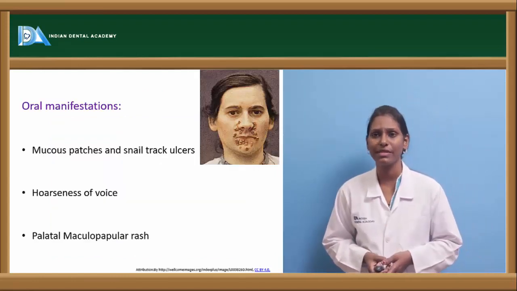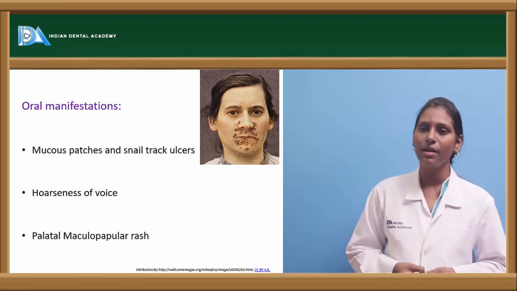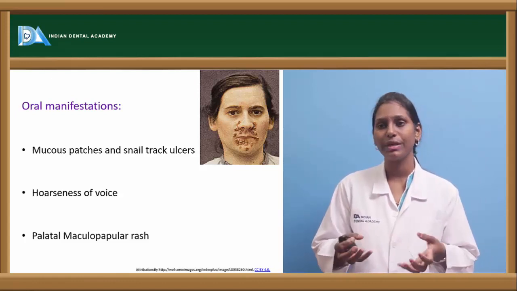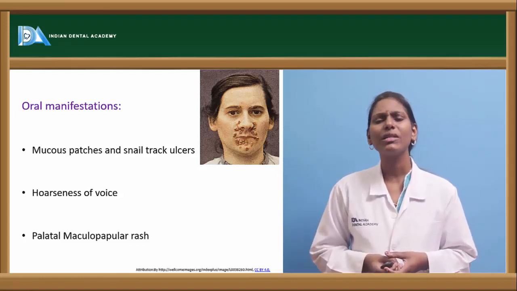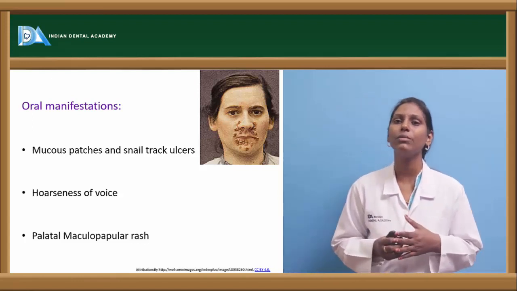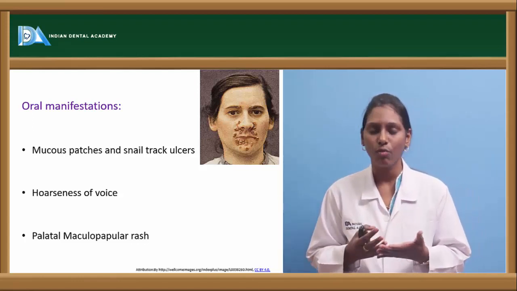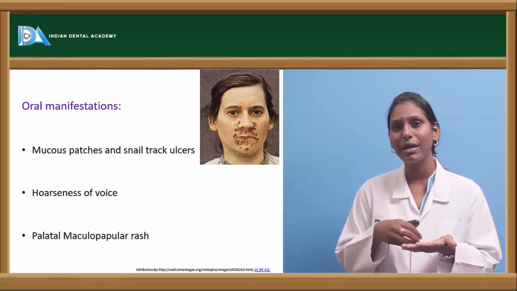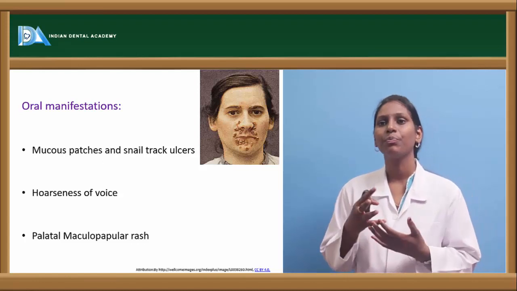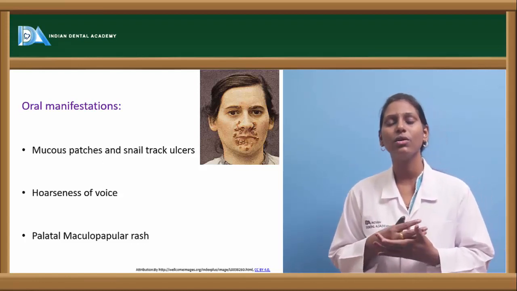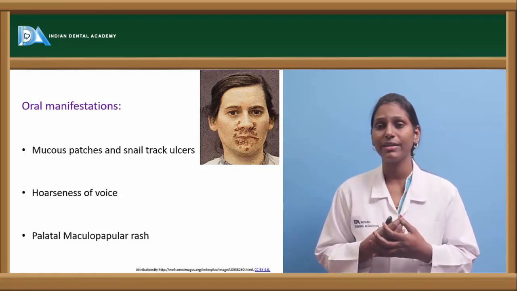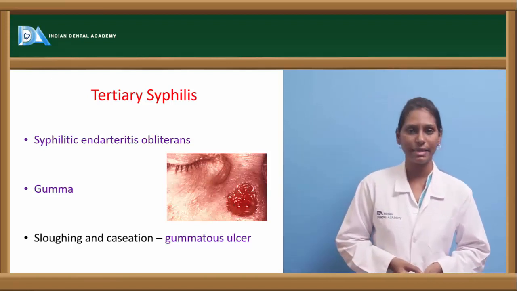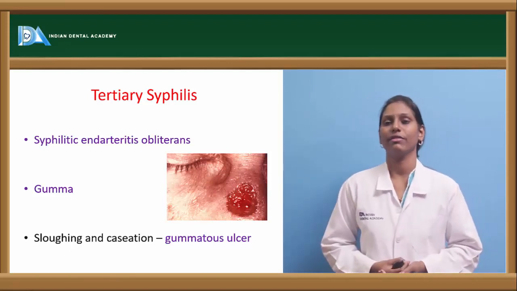Then we have various oral manifestations like mucous patches and snail track ulcers. As we discussed, snail track ulcers are small erosions which fuse to take the form of a snail track. Mucous patches are most commonly seen on the mucosa, on the buccal mucosa. These mucous patches are shallow ulcers which are usually erythematous, and they are well demarcated with surrounding erythematous areas. The patient usually will complain of hoarseness of voice, which is because of involvement of the larynx. Palatal maculopapular rash is another oral manifestation of secondary syphilis.